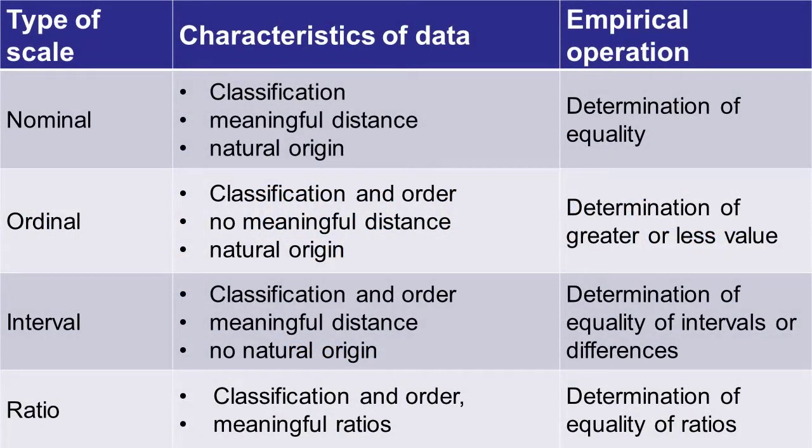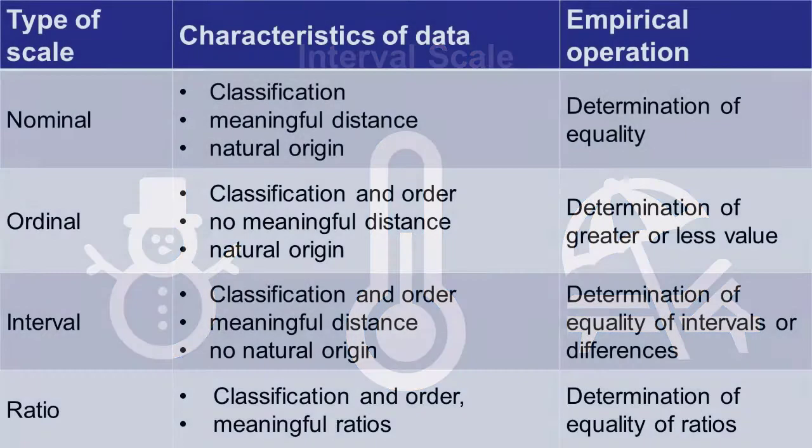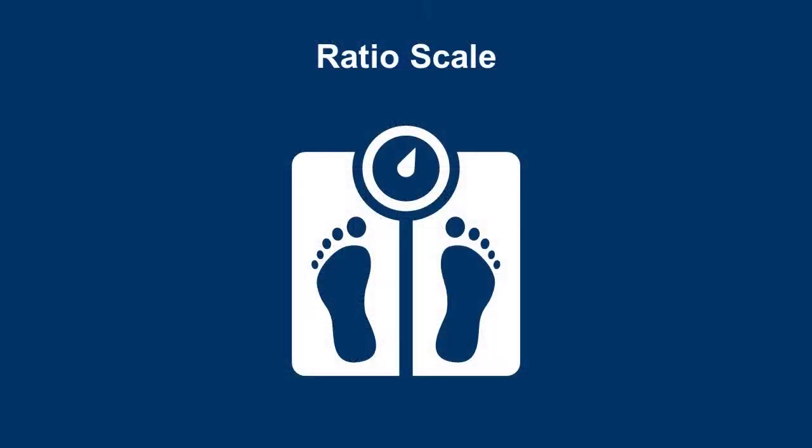Then we have interval scales. Again, we have an order, higher, lower, but the major difference to ordinal scales is that the distance between each point is equal. One example: what's the temperature? And then we have ratio scales, somewhat related, but with a true zero that exists in reality. Another example of a ratio scale: what's your weight?